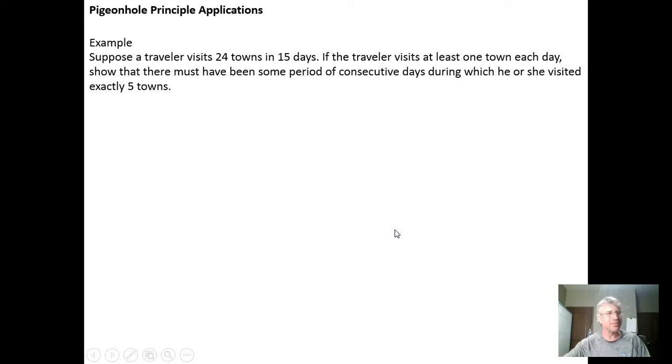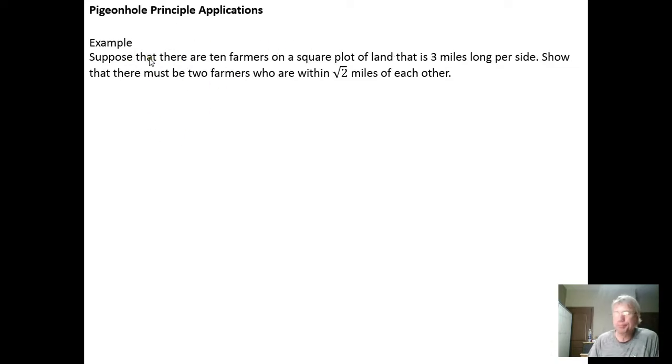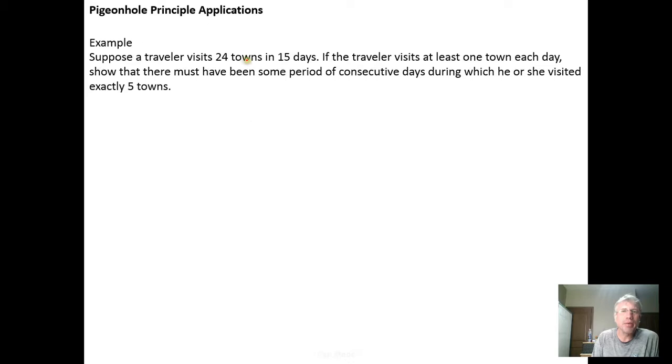So, last example, it's exactly like the other two. Again, a different context, identical principle. So here we have a traveler. The traveler is going to visit 24 towns in 15 days. If the traveler visits at least one town each day, show that there must have been some period of consecutive days during which he or she visited exactly 5 towns. So this at least one town each day is going to be important.